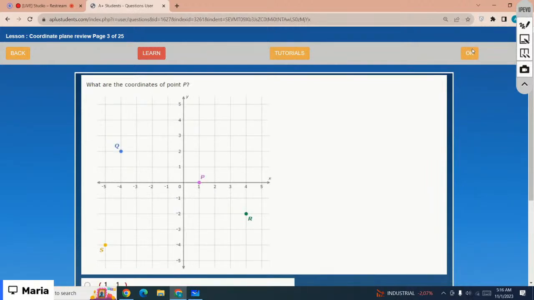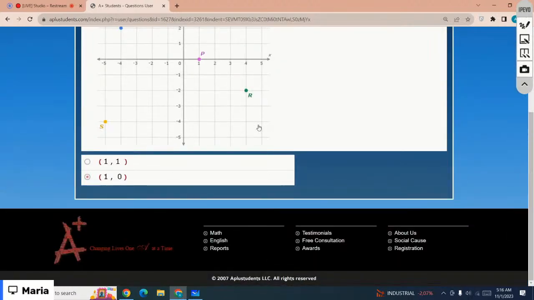Okay, what are the coordinates of the point P? Which is the correct option? Very good. The point P has the coordinates 1 and 0, right? Option number 2 is the correct option.